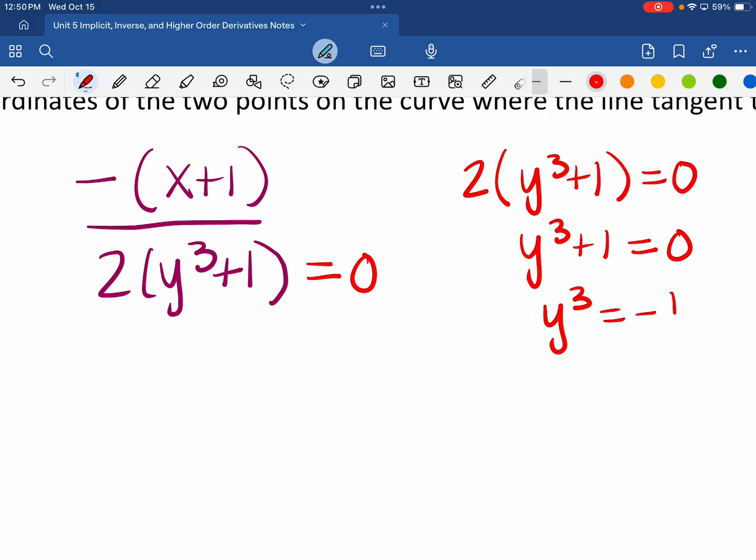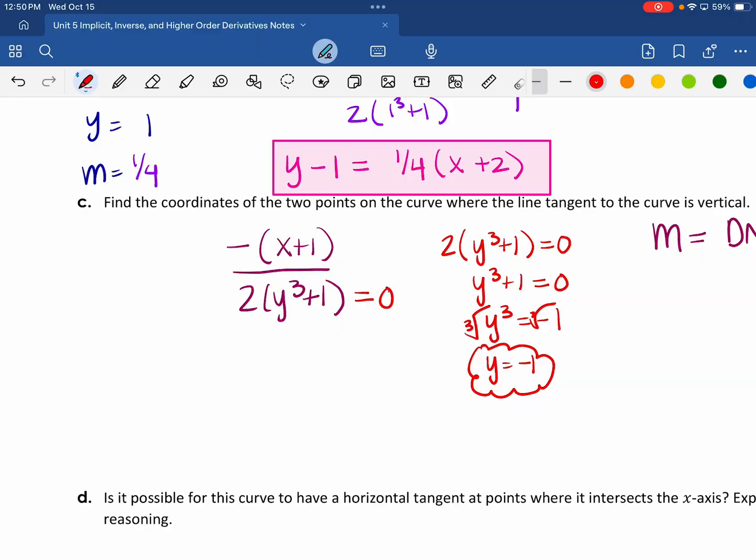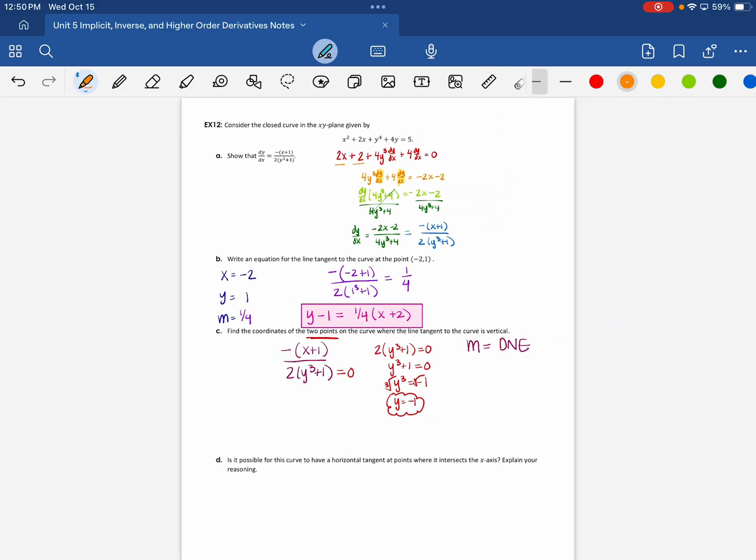Minus 1. And then it's a cube root, so it'll be negative 1. Well, negative 1 times negative 1 is positive 1, but because it's a cube, 3 times, that would be negative 1. All right, but am I done with that problem? No, because it says point, so I've got to find the x too. So where am I going to plug negative 1 back in? Yes, into the original.